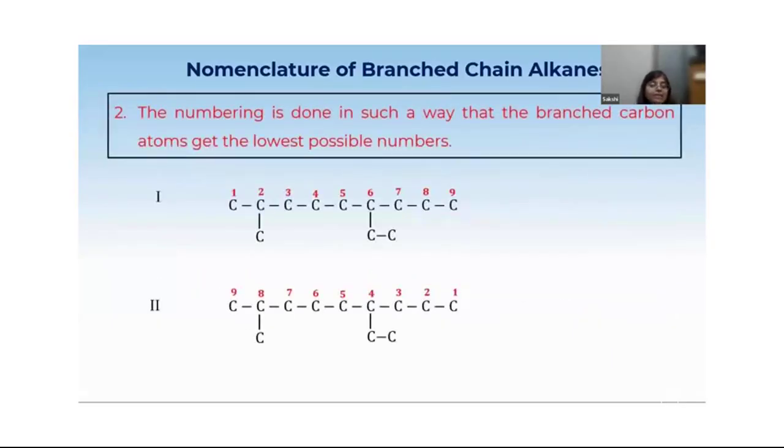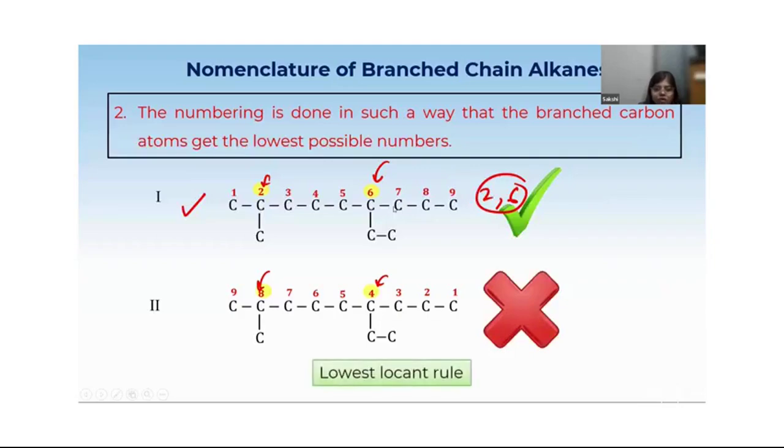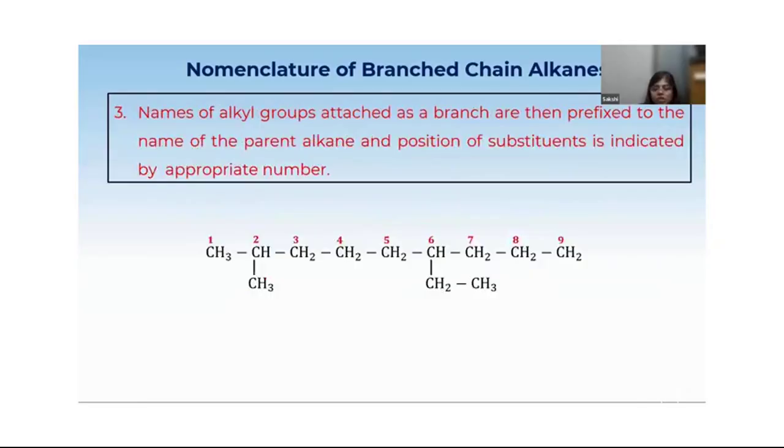Next, the numbering is done in such a way that the branch chains should get a lower number. Okay. So here, if you would number from left to right, see, the branch chains are getting the numbers 2 and 6, right? Here the branch chains are getting the numbers 8 and 4. So which one is better? You tell me which one is better. The first one, right? So the branch chain should get the lowest number. Okay. Let us move forward. This is known as the lowest locant rule.